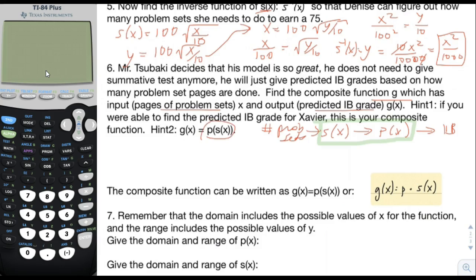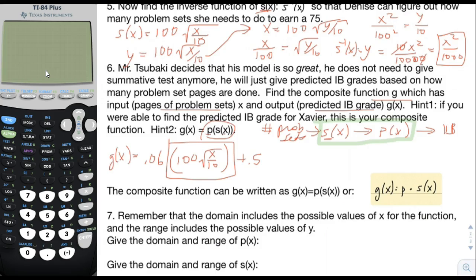You make a G function, the composite function. And so first you're going to start with the input of x, and then you're going to do the S function on it, and then of that output, you're going to do the P function on it. So let's first do the S function on it, which is going to be 100 square root of x over 10. Then we're going to do the P function on it. The P function is going to be 0.06x, which is that whole thing there, plus 0.5. Okay, so this is our g of x function.